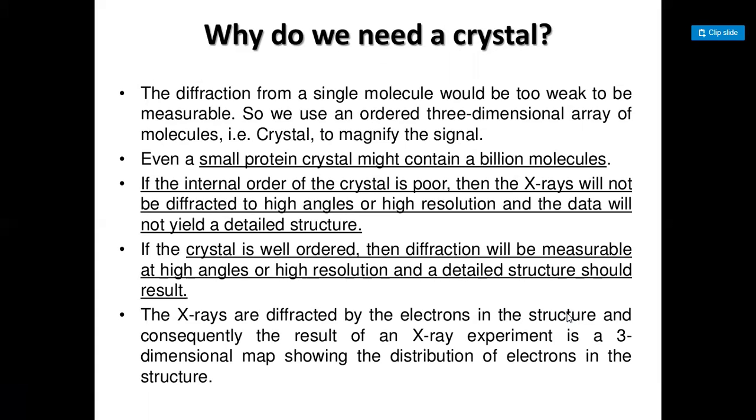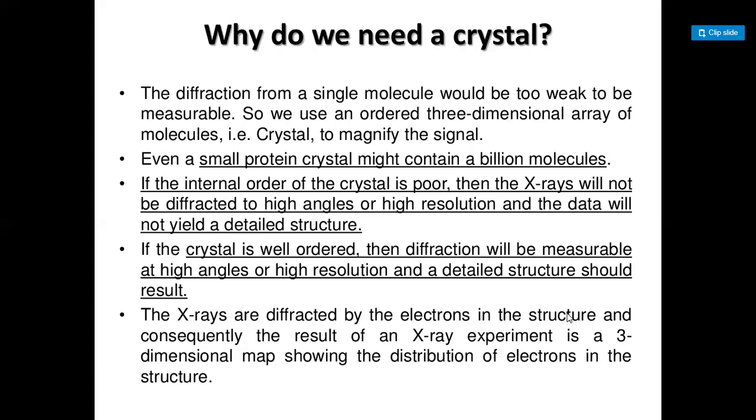The diffraction from a single molecule would be too weak to be measurable. So we use an ordered three-dimensional array of molecules. Even a small protein crystal might contain a billion molecules. If the internal order of the crystal is poor, then the X-rays will not be diffracted to high angles or higher resolution, and the data will not yield a detailed structure. If the crystal is well ordered, then the diffraction will be measurable at high angles or high resolution, and a detailed structure will result.